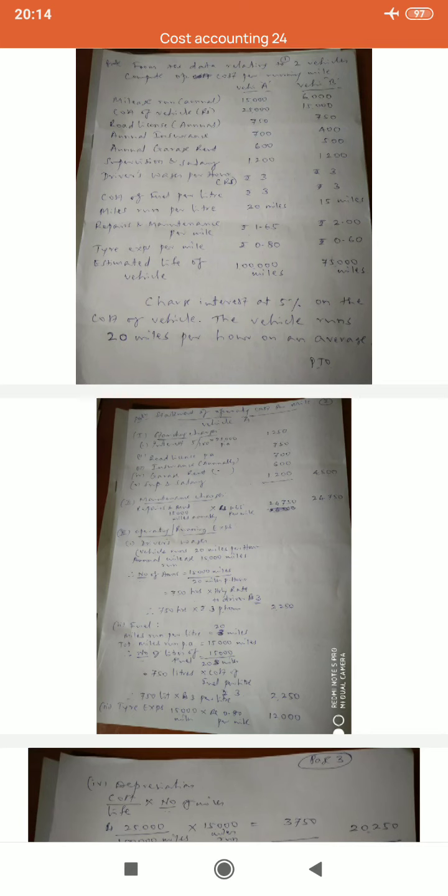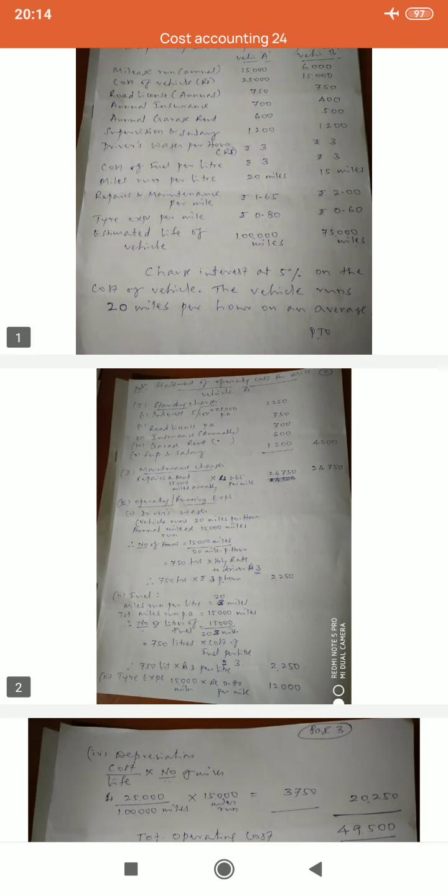So the next problem under operating costing reads as under. If you go through this problem minutely, there is a difference between the problems we had solved all these days and today's problem. I shall simply read out the problem. There are two vehicles, vehicle A and vehicle B.